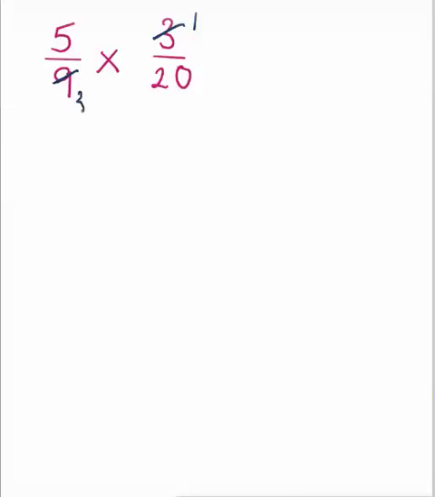5 and 20, a common factor is 5. Divided by 5, we have 1. 20 divided by 5 is 4. And then we simply multiply our numerators across. So 1 times 1 is 1 over 3 times 4 to give me 12. And that's it. Now, you could have multiplied 5 times 3, okay, which would have given us 15, and then 9 times 20.